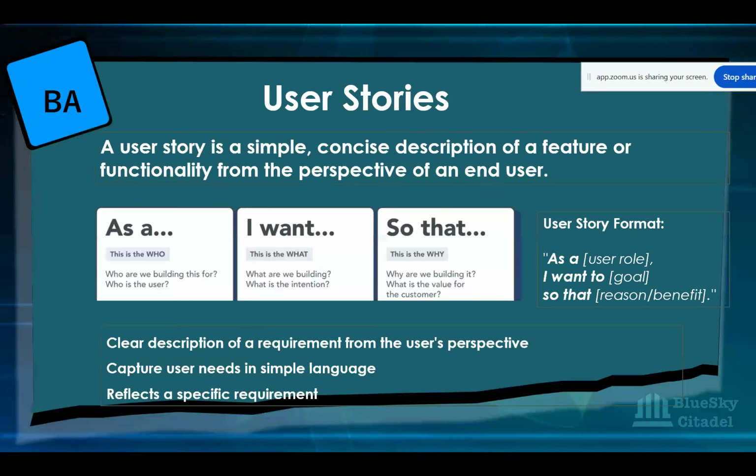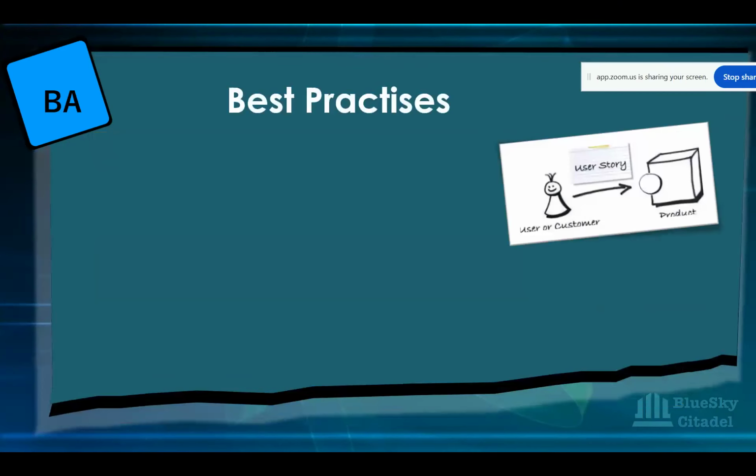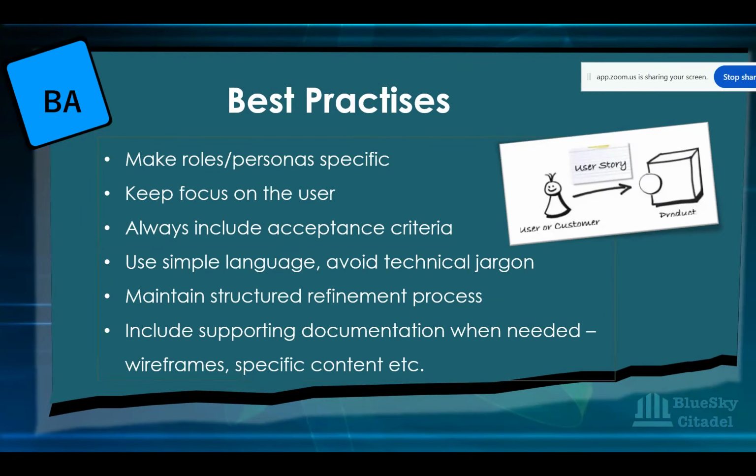Okay. So we've seen this before. We know what this looks like. As a, who is the user? I want, what do you want? So that, why do you want it? We've gone over this before. I'm not going to spend time on it. I'll just quickly remind you of best practices when it comes to writing user stories. It has to be role specific.